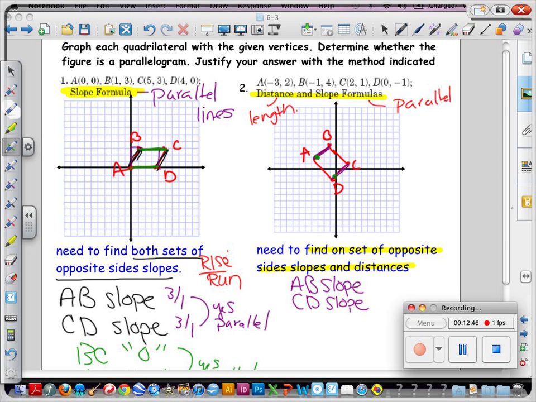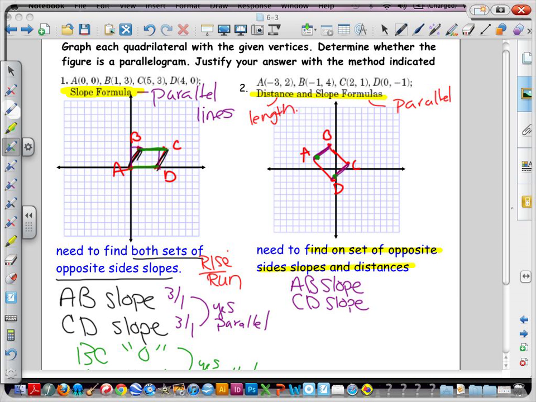So I was doing AB slope. I'm going up 2 and over 2, which is 2 over 2, which is 1. And same thing with CD. I'm going up 2 and over 2, which is 1. Now I'm going to need to do the distance. I need to find AB's length. I'm going to do Pythagorean theorem, and then I'm going to do CD's length.